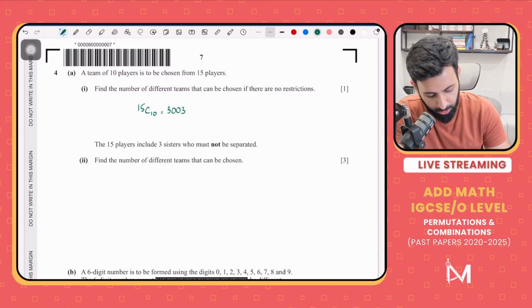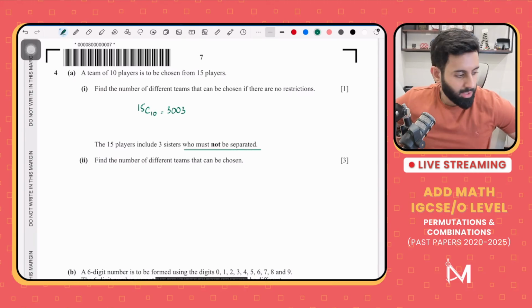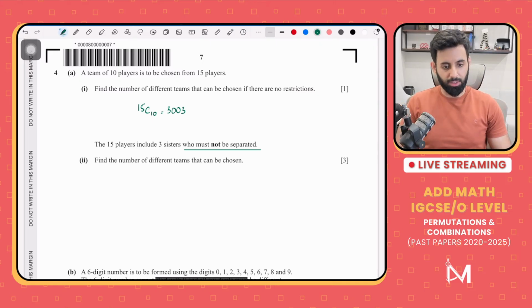Okay, now what does this mean, who must not be separated? How do you make sure that the 3 sisters are not separated? How can you make sure that the 3 sisters are not separated? Question for you guys.